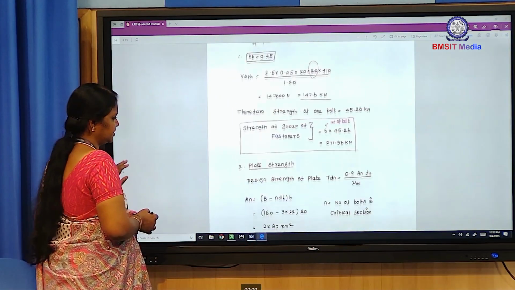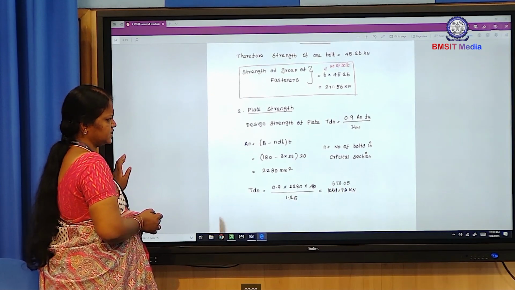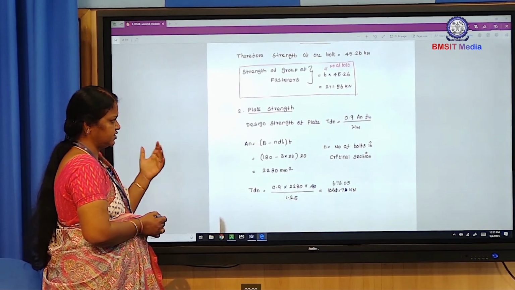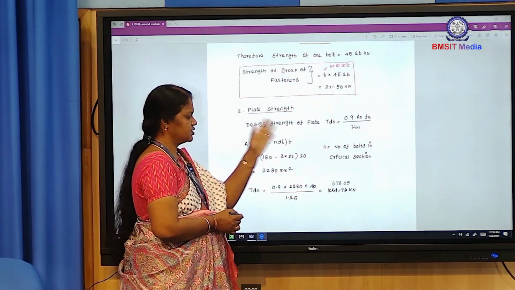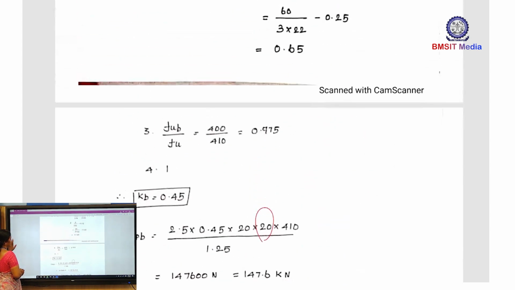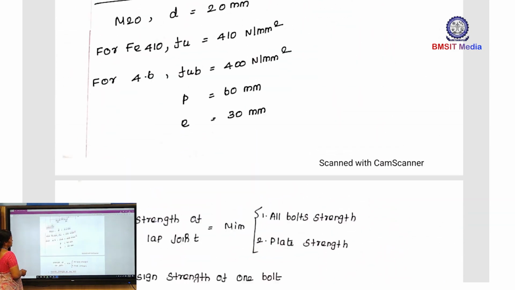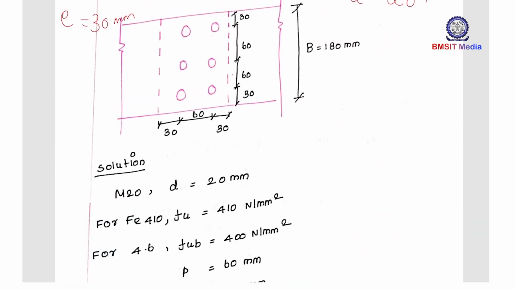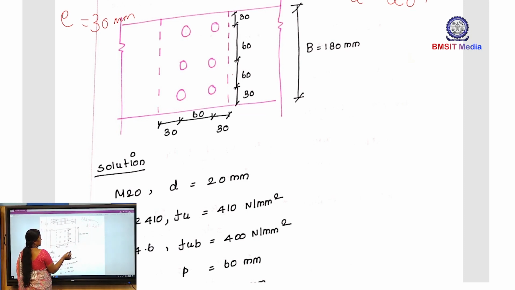Now, coming to the plate strength. No need to consider cross-section yielding. If we consider it also, we get the minimum value from this one only. So, Tdn equal to 0.9 An fu by gamma m1. This is the net area of the plate. So, An equal to (b minus n dh) into t. We know that dh equal to 22, t equal to thickness of the main plate, 20, and b equal to 180. What is n? We can calculate b as 60 plus 60 plus 30, 30.